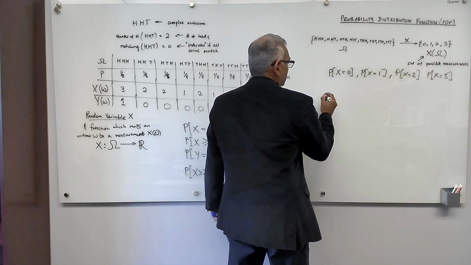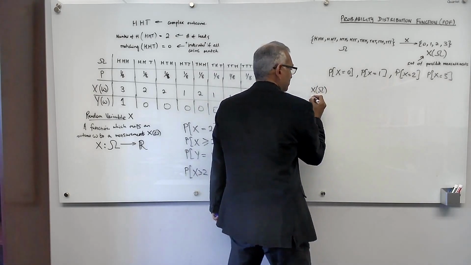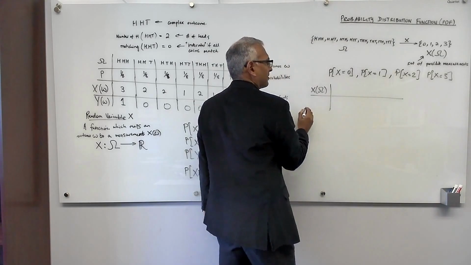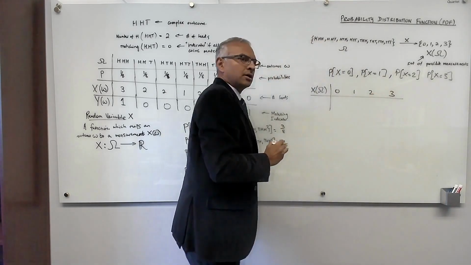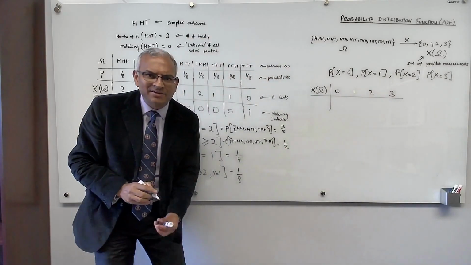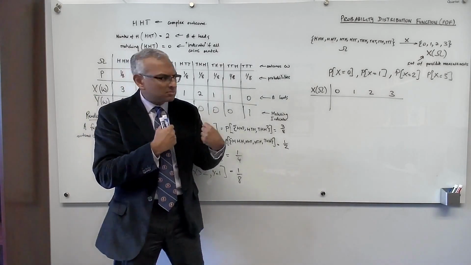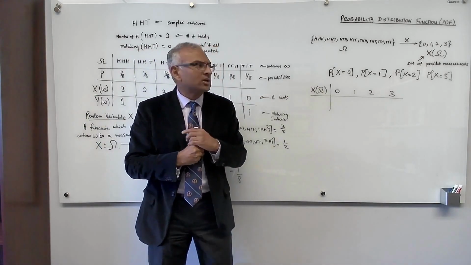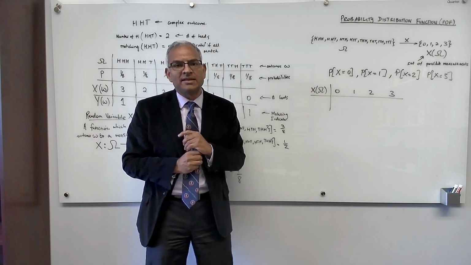If I put here X of omega, the set of possible measurements, the possible values for my random variable are 0, 1, 2, and 3. Now we can ask what's the probability of each. When we talk about the probability of each possible value of my random variable, we call that the probability distribution function for my random variable.